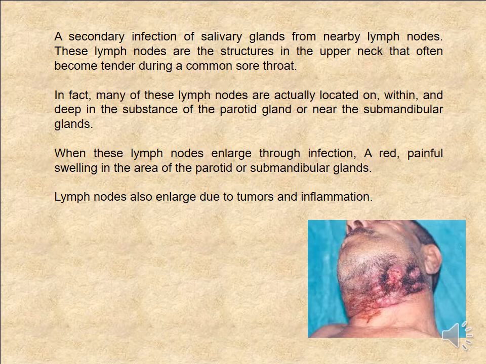In fact, many of these lymph nodes are actually located within the deep substance of the parotid gland or near the submandibular gland. When these lymph nodes enlarge through infection, there is a red, painful swelling in the area of the parotid or submandibular gland. Lymph nodes also enlarge due to tumor or inflammation. Not only bacterial or viral infection leads to lymphadenitis, but also inflammation such as autoimmune inflammation, or a tumor, benign or malignant, of the lymph node.